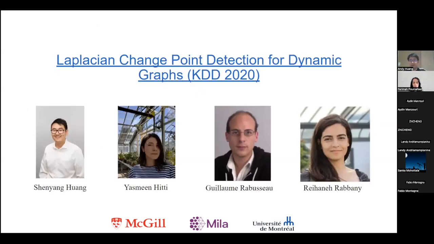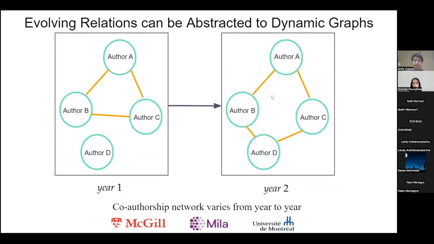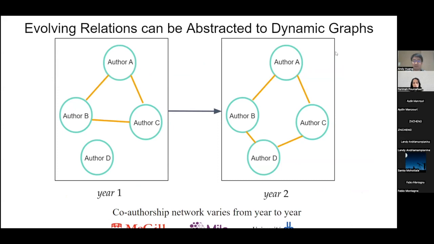Okay, I will get started on the first paper for today, titled Laplacian Change Point Detection for Dynamic Graphs. This is joint work with Yasmin as well as my supervisors Guillaume and Rehane. As a very quick background, I think everybody here is familiar with dynamic graphs. Here I show one example of a co-authorship network on the MAG. In temporal graphs, the edges and connections can change, as well as the number of nodes and so on.